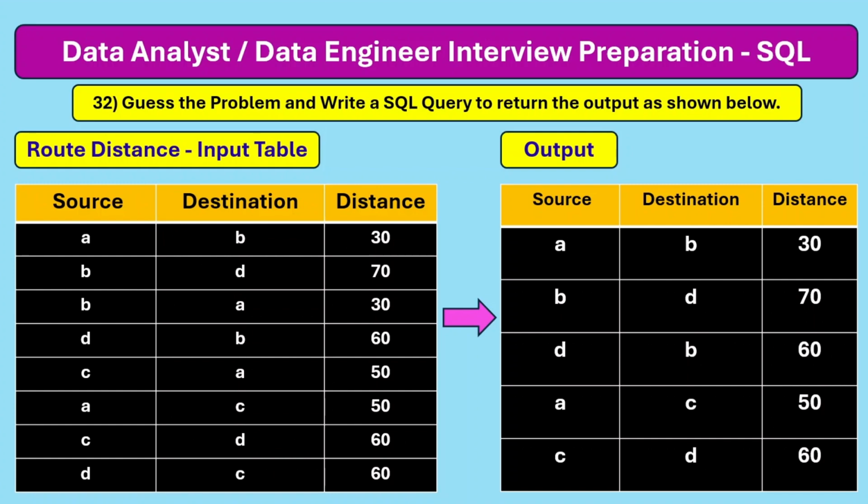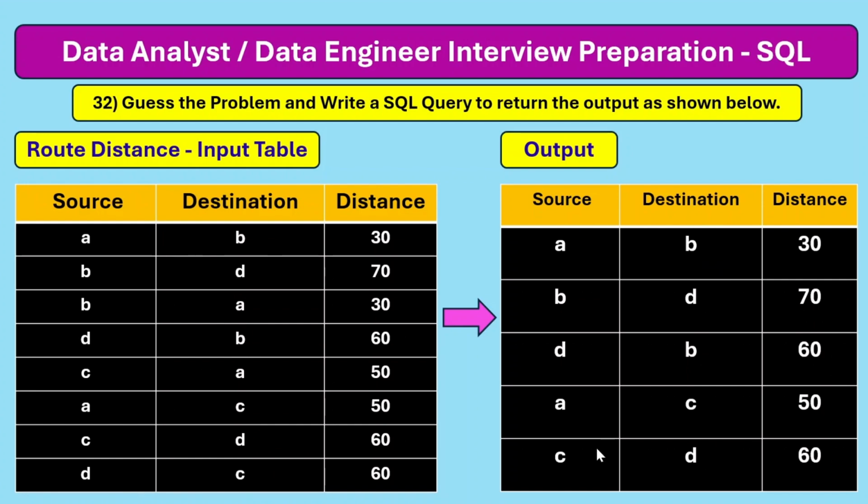So what is the question? We need to return our source and destination points with distance. That is, if the forward and backward path distances are different, then we should return both. But if the forward path and backward path have the same distance, we should not return both. We should return only a single path.